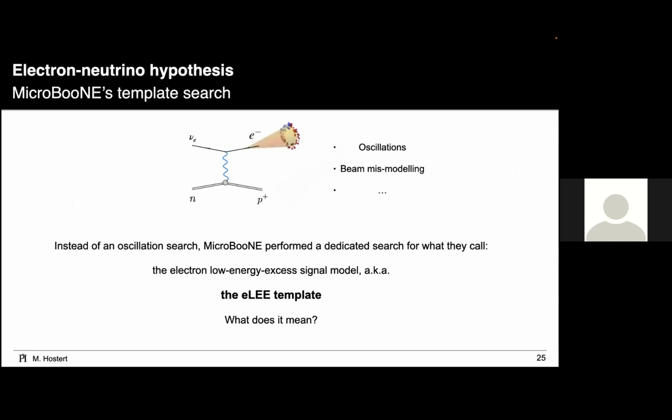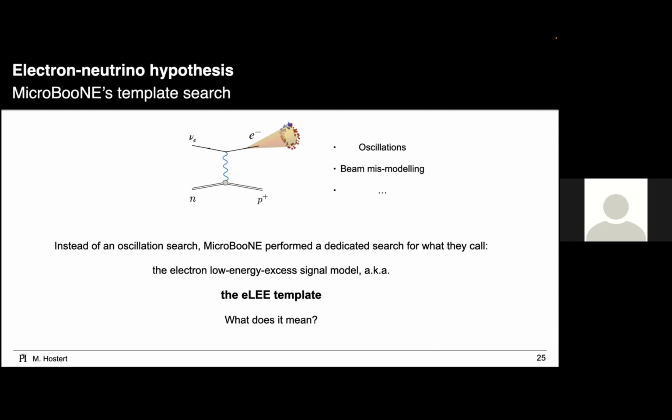Okay, so now we'll get to the electron neutrino search. This is the one that you would care about if you were looking for oscillations. This is a search that matters for nu mu's that go into nu e's, giving you an excess of nu e events inside of the detector. So MicroBooNE did not look for oscillations, as opposed to MiniBooNE and LSND. What it looked for was this electron low energy excess signal model, which I'll call the low energy template, the electron low energy excess template.